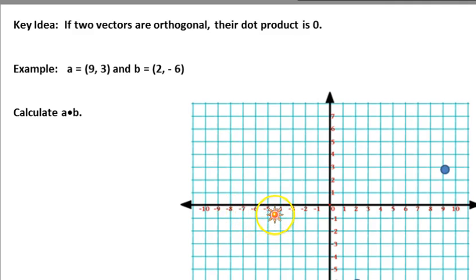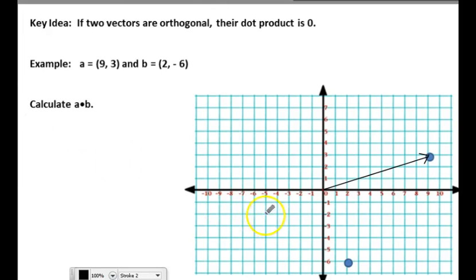I've got vector A, which has the coordinates, in component form, of 9, 3. Now remember, this is not the vector. The segment that connects that point to the origin, that's the vector. Here's the vector 2, negative 6. There you go. Now you can actually see the vector. And again, the point is not the vector. The segment connecting the point to the origin, that's the vector.